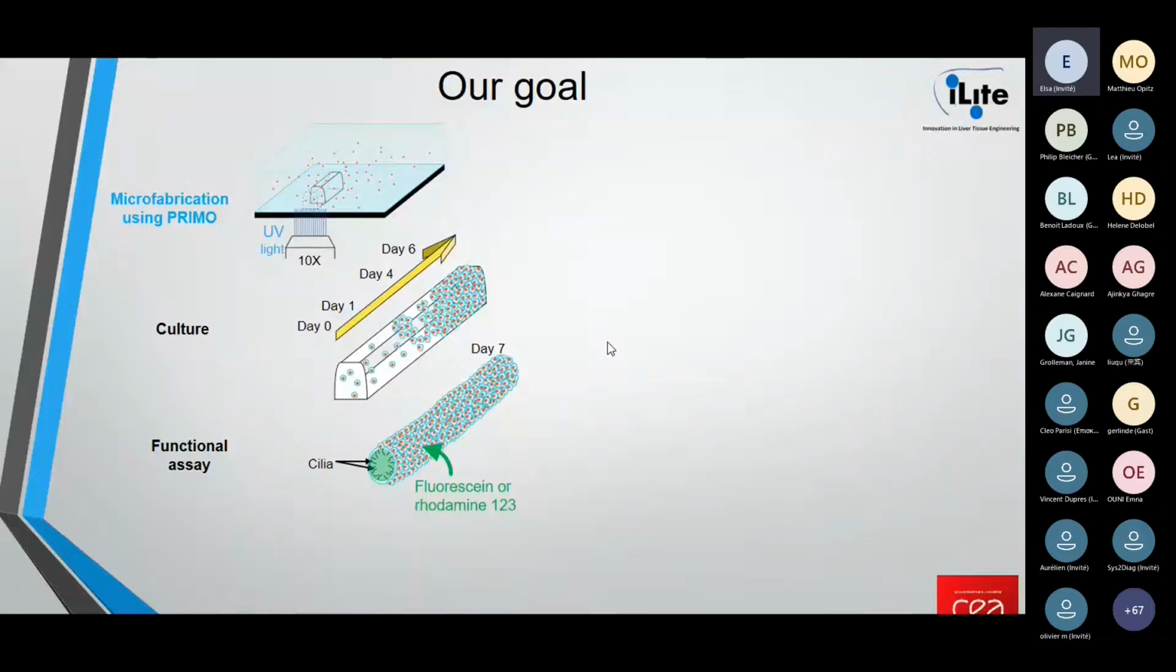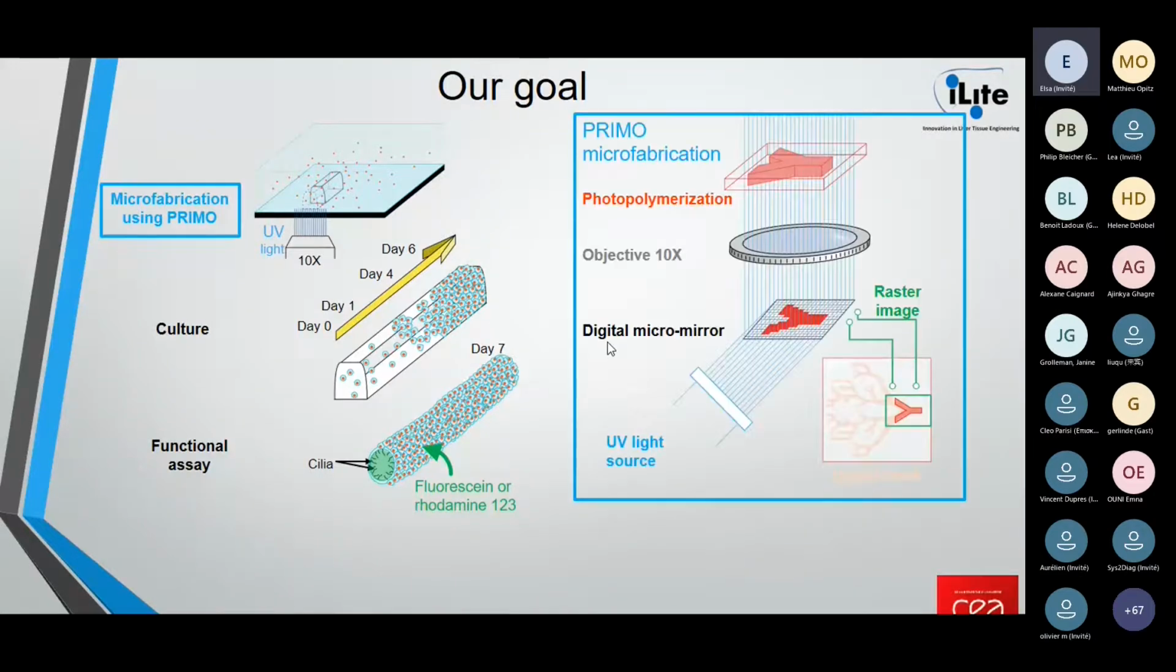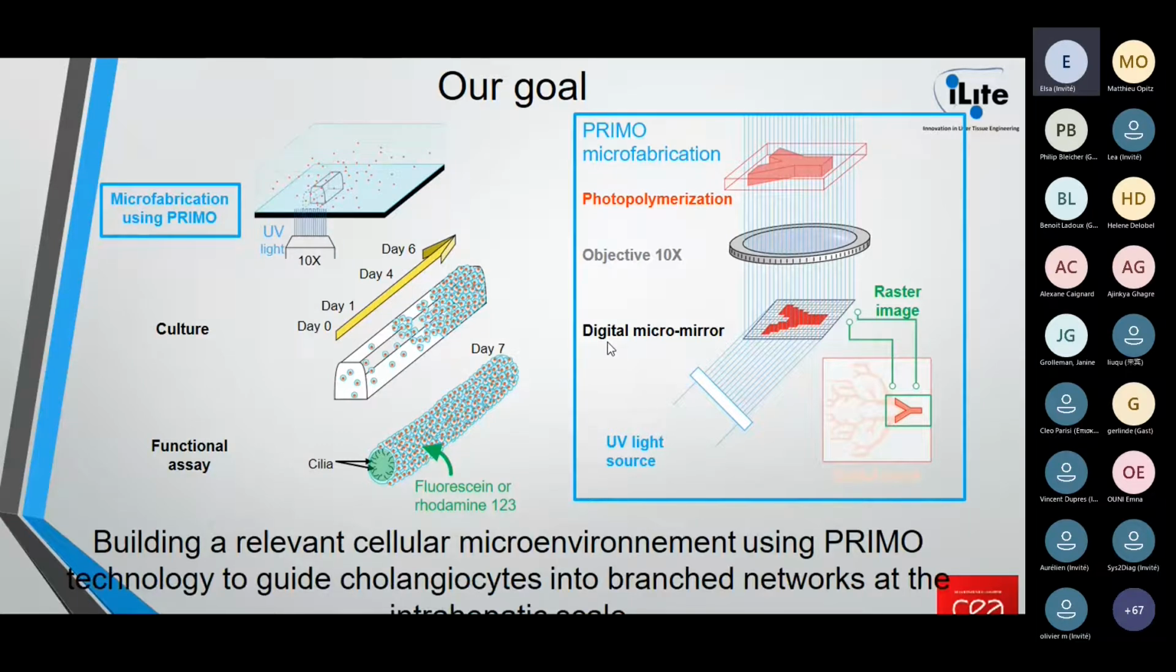I will spare you the details today about how the microfabrication with PRIMO occurs. The main thing for us is that we use it as a tool to give us control of the size and geometry of our structure, still under 100 micrometers in size. As a take-home message, we want to build a relevant cellular microenvironment using PRIMO to help guide cholangiocytes into a branched network at the intrahepatic scale.